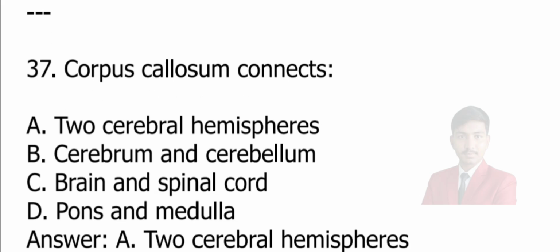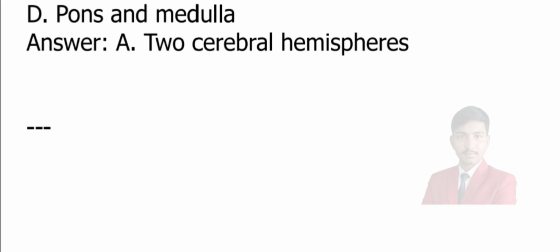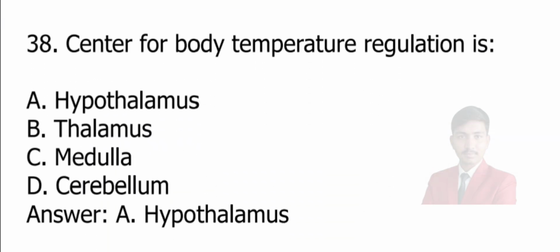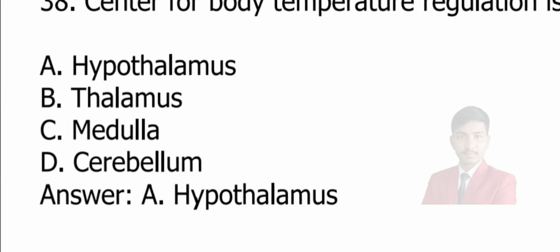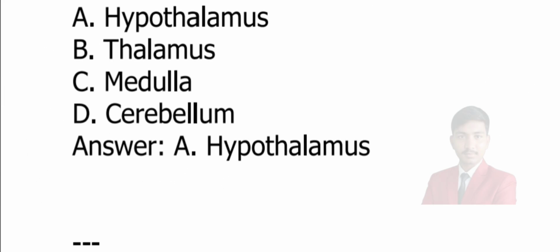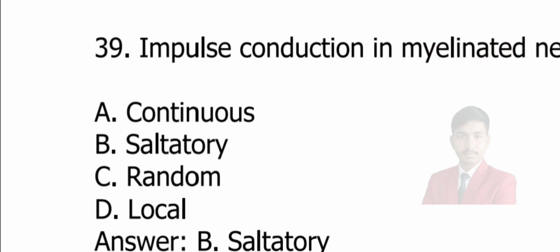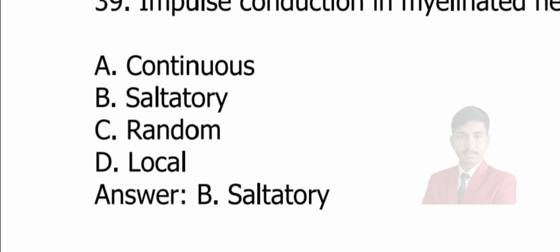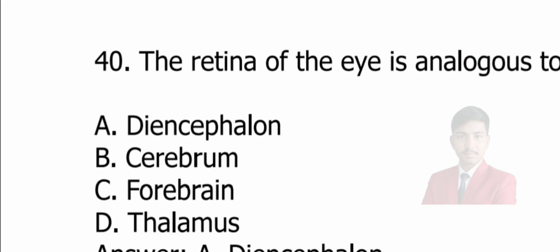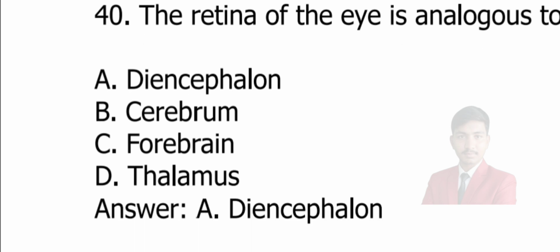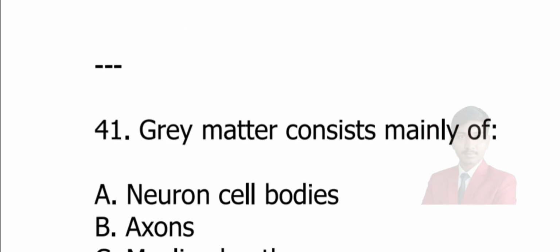Corpus callosum connects two cerebral hemispheres. Center of body temperature regulation is hypothalamus. Impulse conduction in myelinated neuron is saltatory. The retina of eye is analogous to which part of brain? The retina of eye is analogous to diencephalon of the brain.